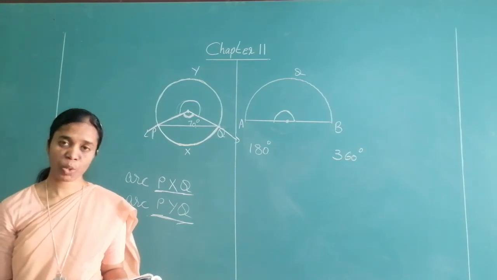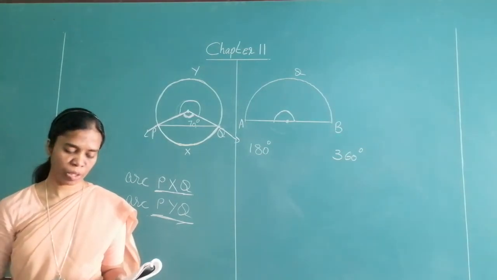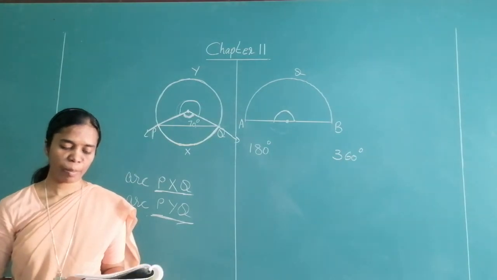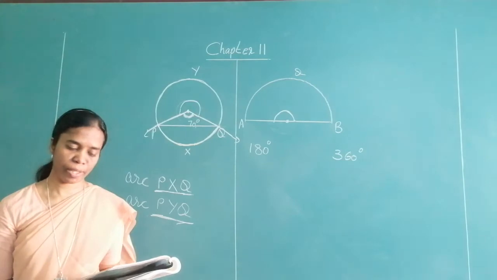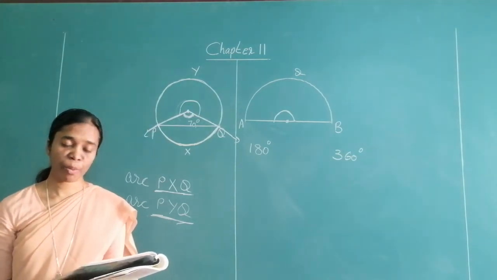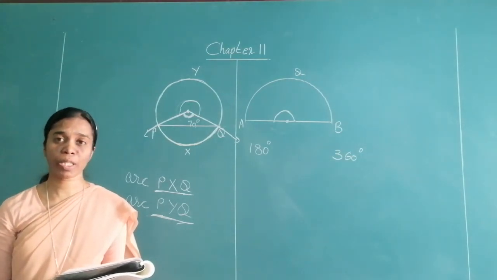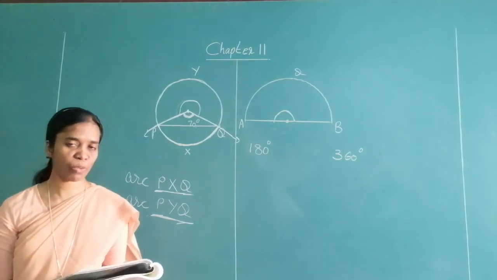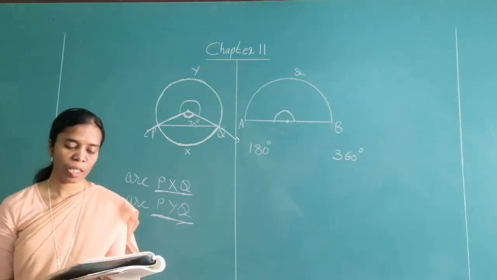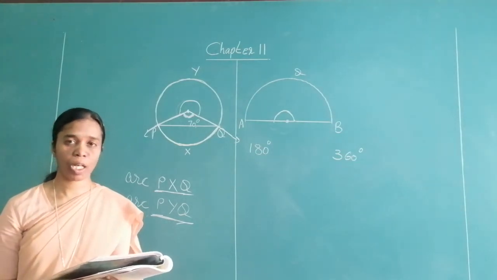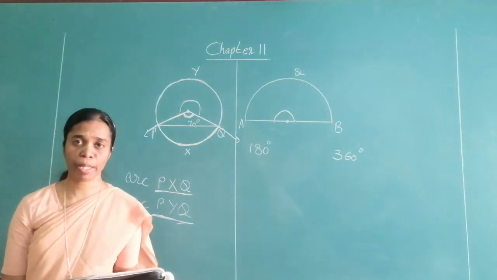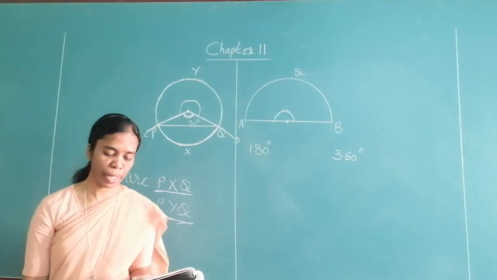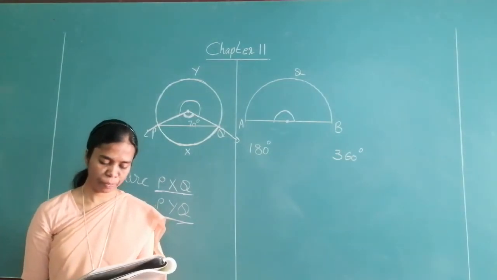Now, next you have a blue box over there. 3 points are there. First, the measure of a minor arc is equal to its corresponding central angle. Second, the measure of a major arc is equal to 360 degrees minus the measure of the corresponding minor arc. And the measure of a semicircular arc is 180 degrees. You have to learn all these points by heart. Okay. Now let us look at practice set 43.